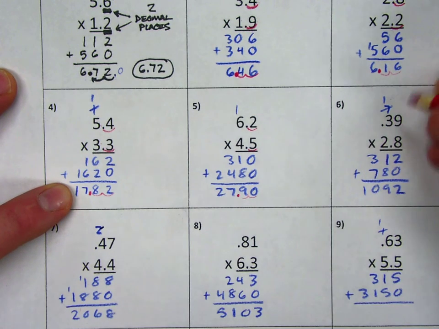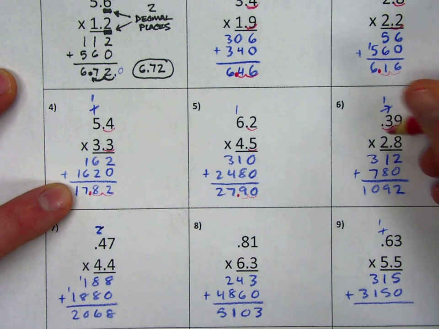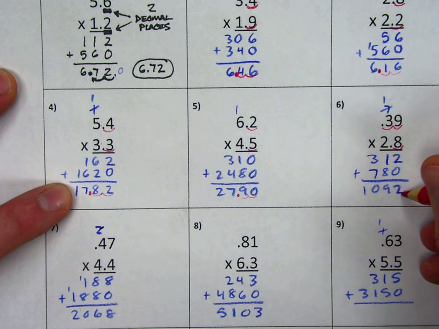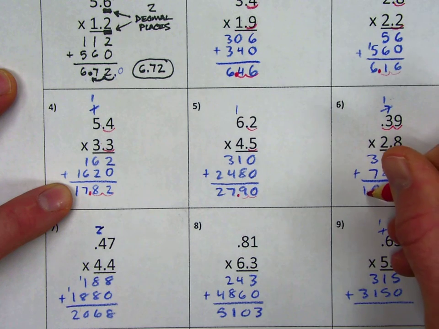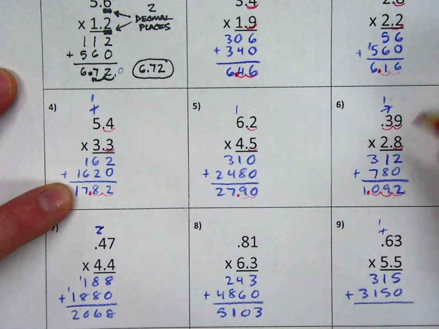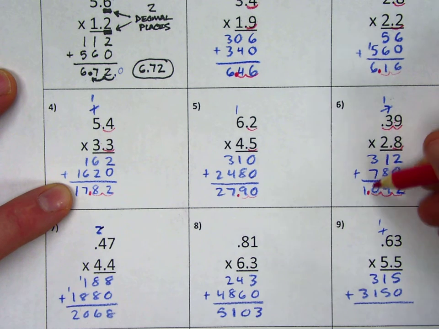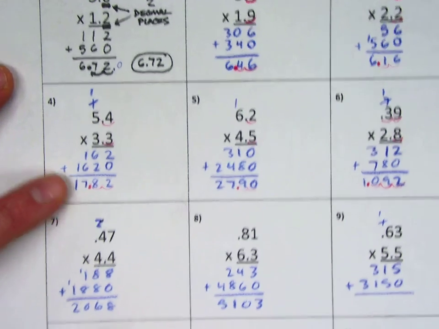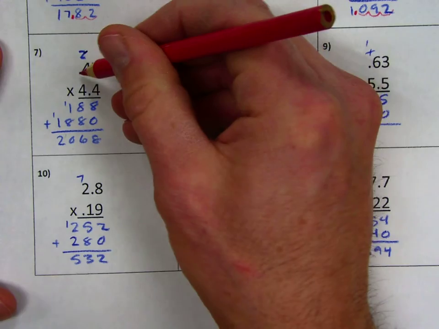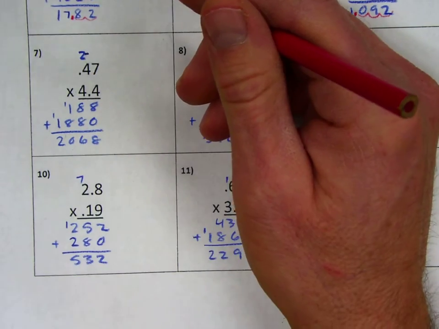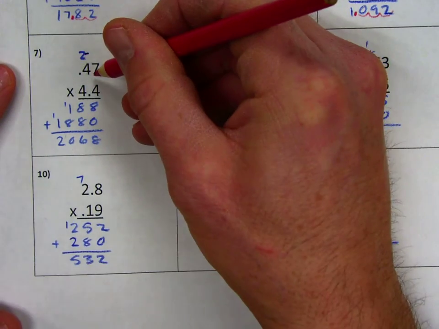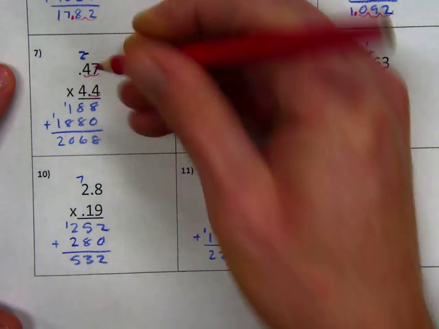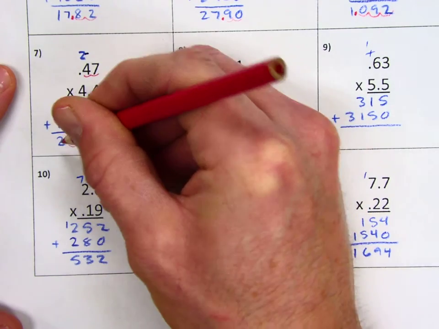And this one here, it has 3: 1, 2, 3. So I come over 1, 2, 3. My answer is 1.092. Now that makes sense because I have 2 times much less than 1 up here. So the answer would be less than 2, and it is. Number 7. I have 1, 2, 3. Oops, I did that backwards. I caught myself. It's 1, 2, 3, and it's 1, 2, 3.